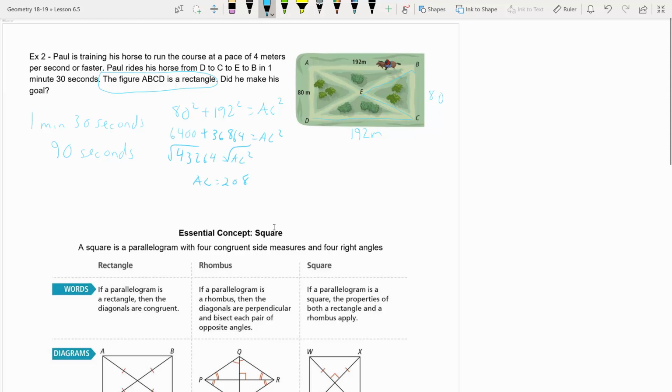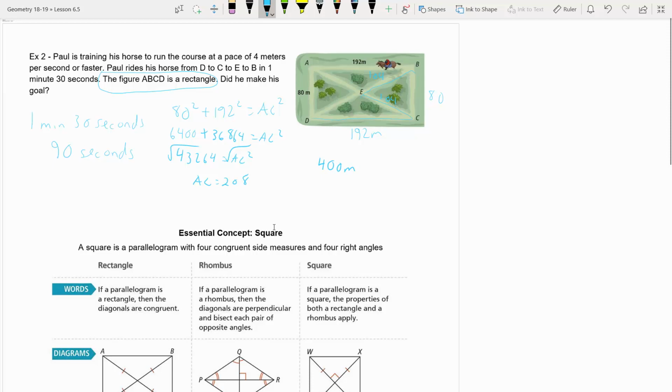Go ahead right now. Okay, welcome back in. So AC's length was 208. So cutting that in half means that this was 104 and this is 104 as well. So if I add those up, if he ran from D to C to E to B, I've got 192 plus 104 plus 104. So he ran a total of 400 meters.